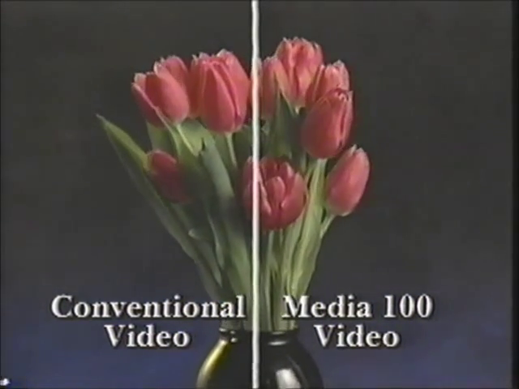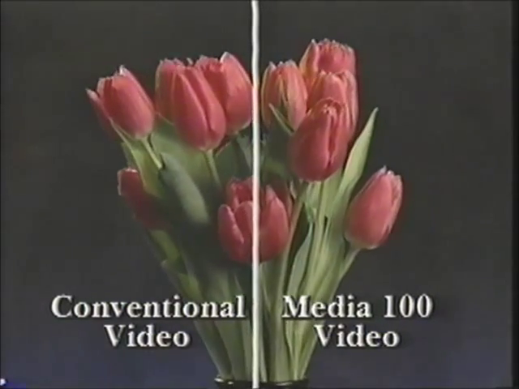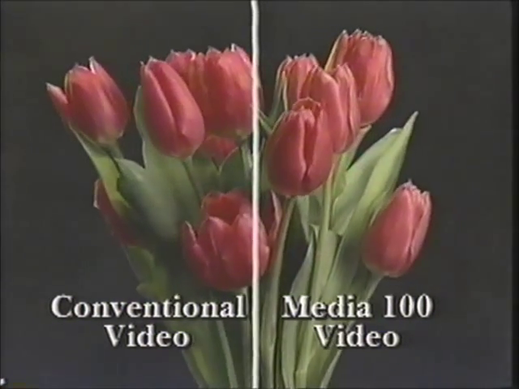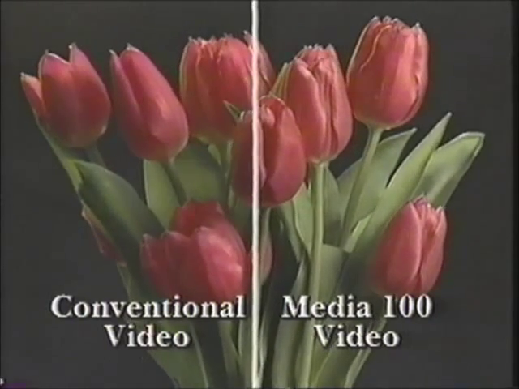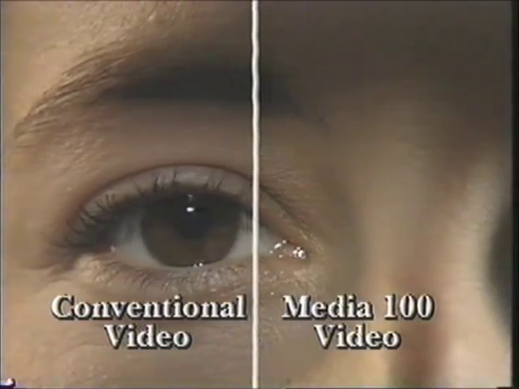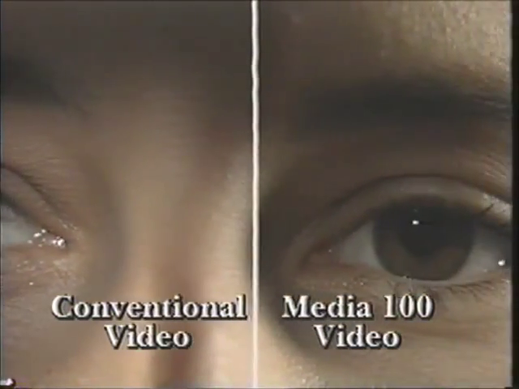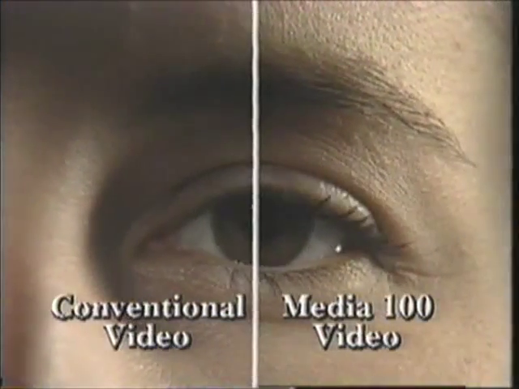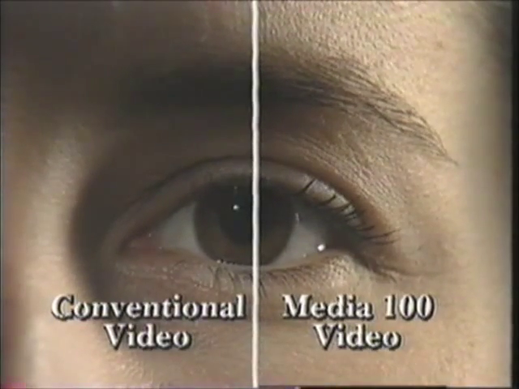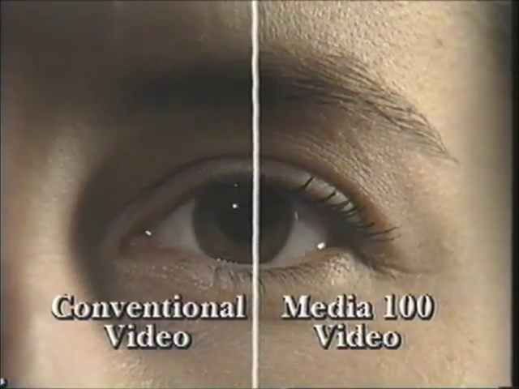Media 100 is digital, and Betacam SP tape is analog, so it's difficult to compare the two on a technical basis alone. So make up your own mind. How do you think they compare? We think the quality of Media 100 stacks up pretty well. And with Media 100, there are no artifacts, jaggies, dropouts, or generation losses normally associated with tape editing.